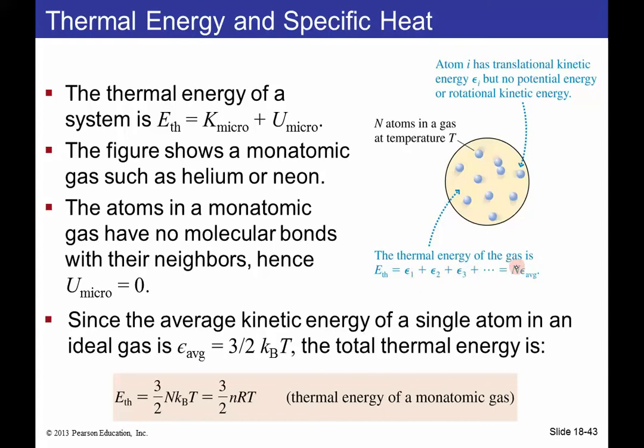And this is also equal to the number of particles times the average energy of each particle. And since the average energy of a single atom in an ideal gas, we found out, is 3/2 kT, the total energy then is N times that. So it's therefore 3/2 N kT or 3/2 nRT. So this is the energy of a monoatomic gas.